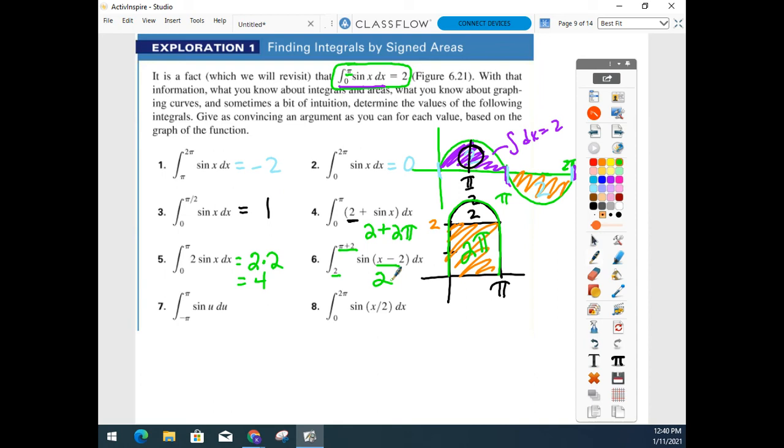All right, number 7, we want to extend this out. So this is from 0 to pi, and this would be back to negative pi. So I'm going to have the same amount of area below as I do above. So that's also going to be a value of 0.